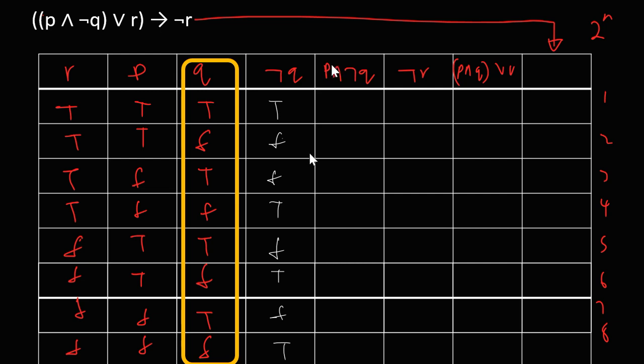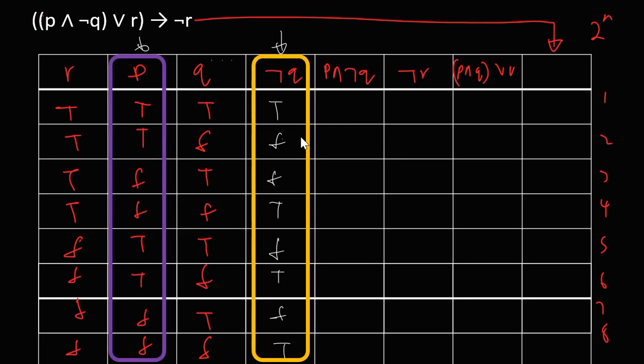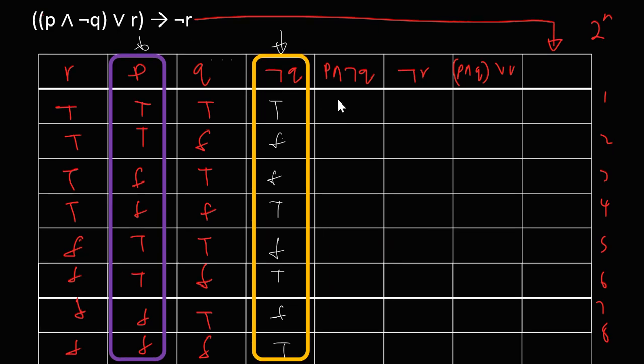Okay, now they want P and not Q. This last one that I just did, and they want it with this. Okay, this is an and, right? And so both of them need to be true. Both of these are true? Yes, so I put true. Are both of these true? No.